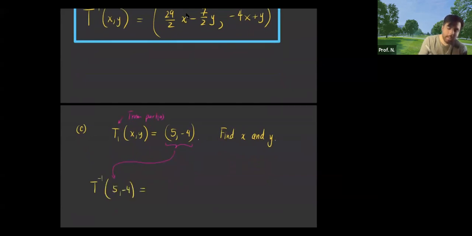Why am I applying the inverse? Because the inverse is exactly the opposite of what T is doing. T takes something, x comma y, and gives me 5, negative 4. The inverse takes 5, negative 4 as the input, and the output is exactly what x comma y should be.